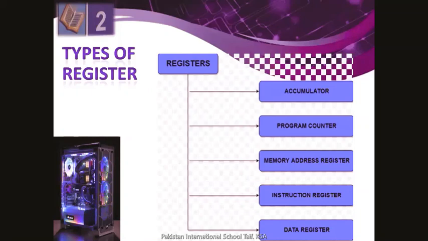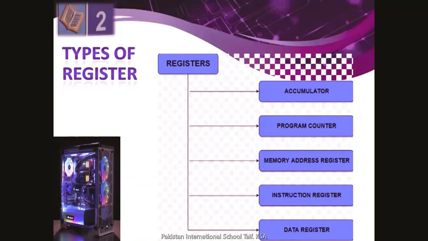Then we have the memory address register. This stands for MAR, memory address register, and it is used to hold the memory addresses of data and instructions. This register is used to access data and instructions from memory during the execution phase of an instruction. Suppose the CPU wants to store some data in memory or read data from memory, it places the address of the required memory location in the MAR. So the memory address register is used to hold the address of your instruction.